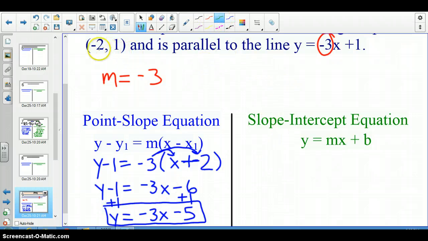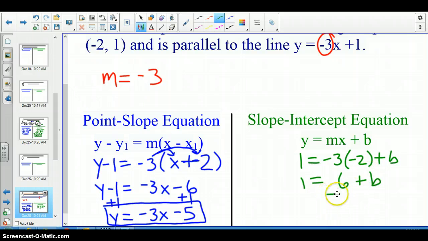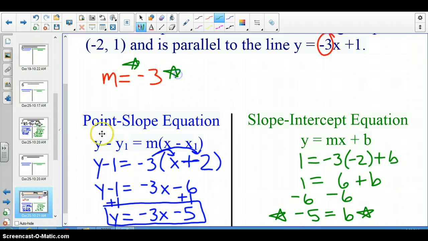Now the next one, here's my x and y. So y is 1 equals my slope of negative 3 times my x is negative 2 plus b. So 1 equals 6 plus b. Subtract 6 to get b all by itself. Now remember, this is your b. Here's your y-intercept. Write your new equation.